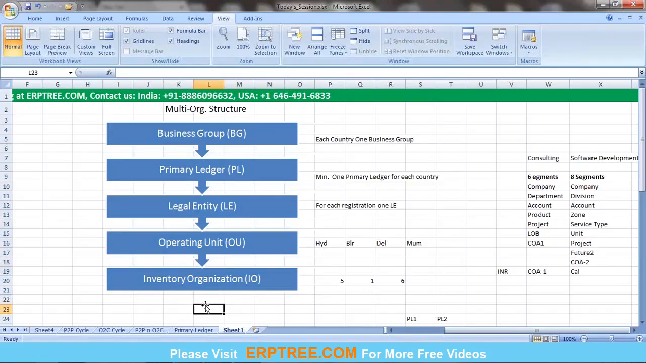How many we can have, that completely depends on how they are operating the business and where they are operating the business. Okay, there are many points to be considered. We discussed that to decide the number of business groups, we have to look at in how many countries they are operating the business. For each country, we'll go with one business group. With the help of business group, we can maintain the employees information. And primary ledger, minimum one primary ledger for each country. You can have more than one primary ledger also in the same country.